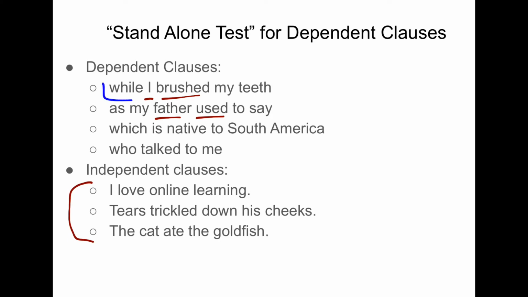And this very first word, if we took it out for a couple of these, they become independent clauses. Those words are the subordinating conjunctions. And down here is a different beginning to a dependent clause called a relative pronoun. More on that toward the end.